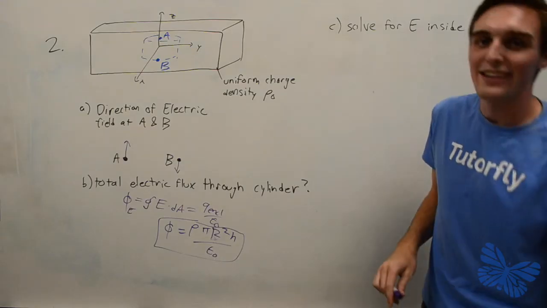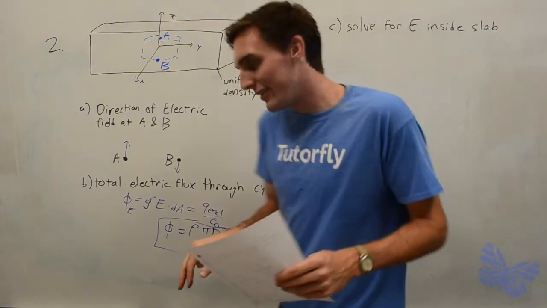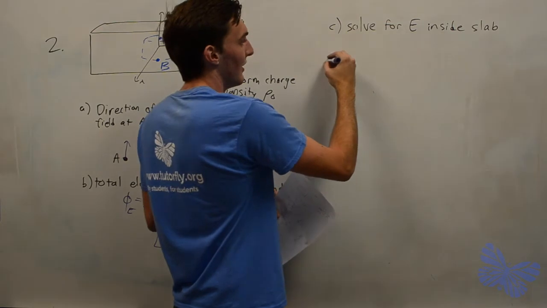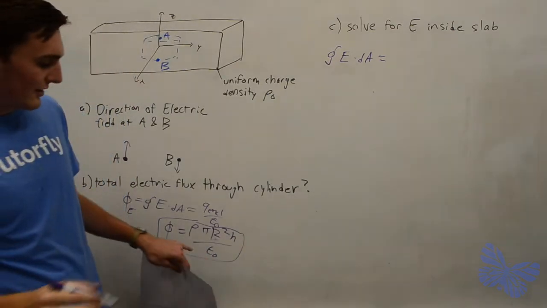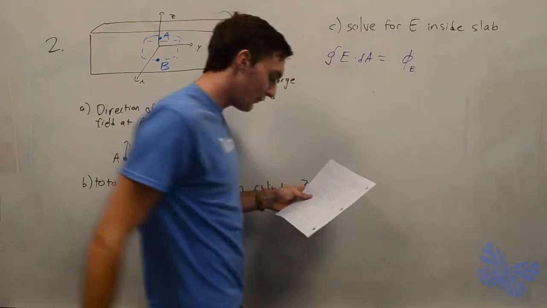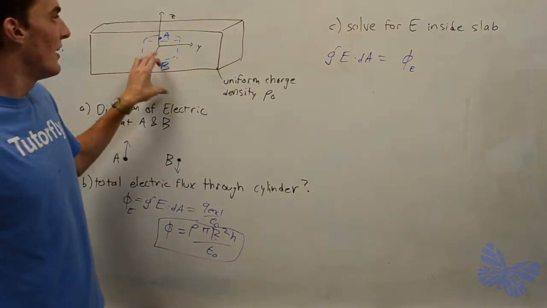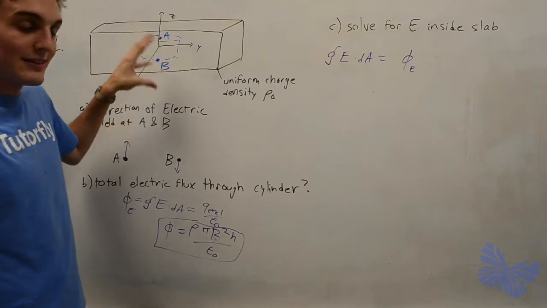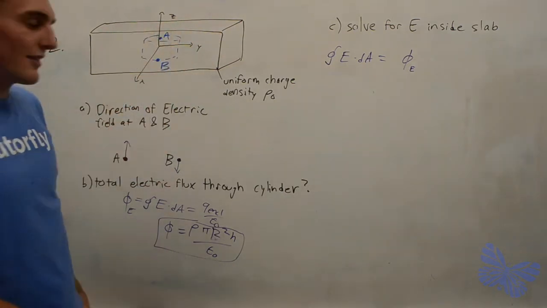For part C, it asks you to solve for the electric field inside of the slab. You can use what you did in part B to do that. You know that the flux, which is this integral, equals this here, so I'm just going to write equals flux E. To calculate this integral, you can look at your cylinder, and based on the symmetry, you know that all of the flux is going through the top and bottom faces. None of it is going to go through the side because it's like an infinite slab. Any charge here is going to be canceled on the other side.